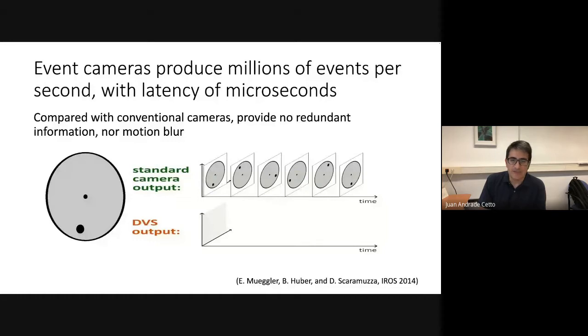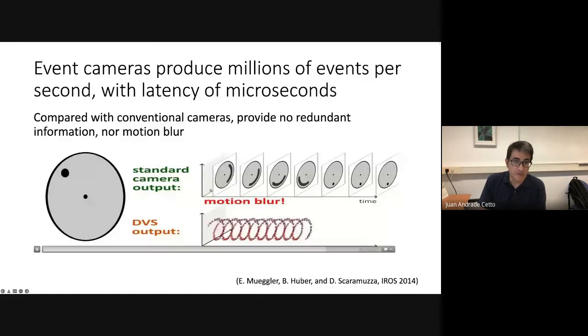Another thing that happens is that for very fast motion, in a conventional camera you will get motion blur. In an event camera, you will still get the firing of the events. So this is an image of what you will get with an event camera.